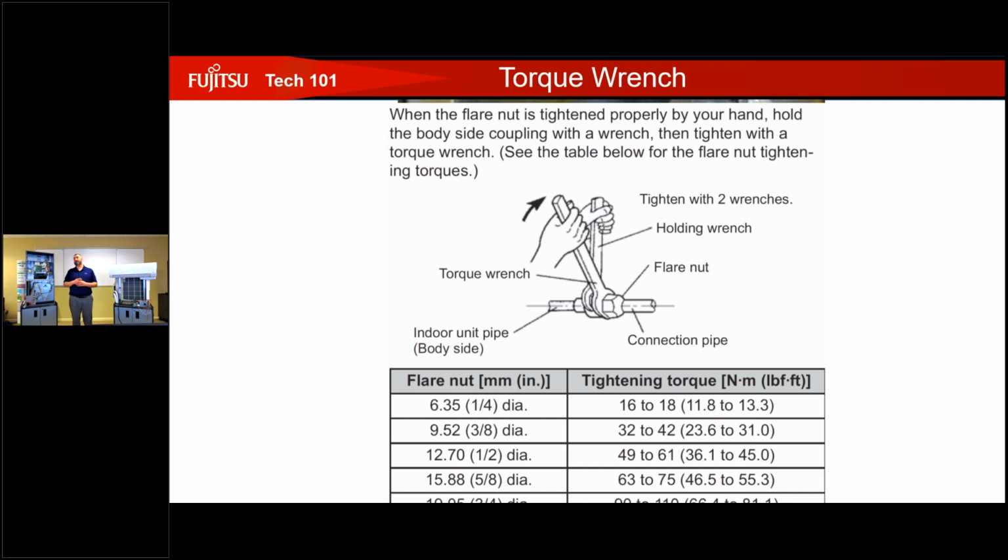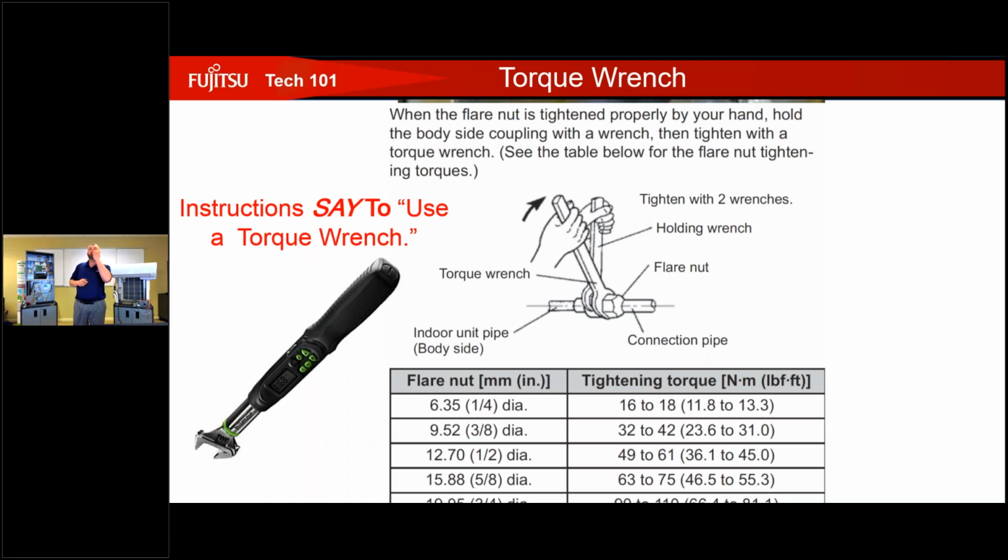There are specific torques that Fujitsu gives you in the installation manual, and the only way you can follow that torque chart is by using a torque wrench. So if you're installing mini splits, you want to make sure you have this. There you can see very specifically what those torque settings are, and that's located right in your installation manual. Always use a torque wrench, no excuses.